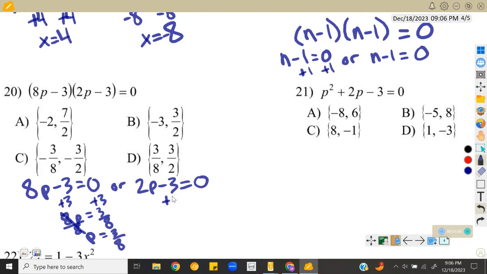On this side, we have plus 3 to both sides. That would be the first thing you want to do. And then now we have 2p equals 3, and if I divide both sides by 2, we end up with p equals 3 halves. So you can see that we have two answers. We want to choose positive 3/8 and positive 3 halves, and that answer would be D.